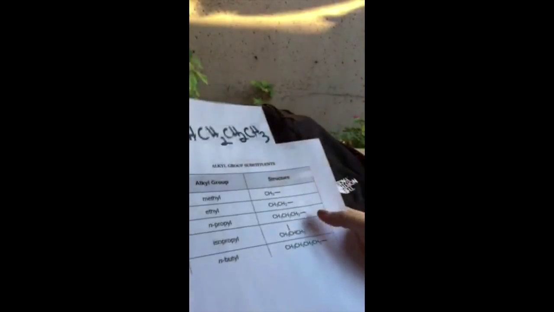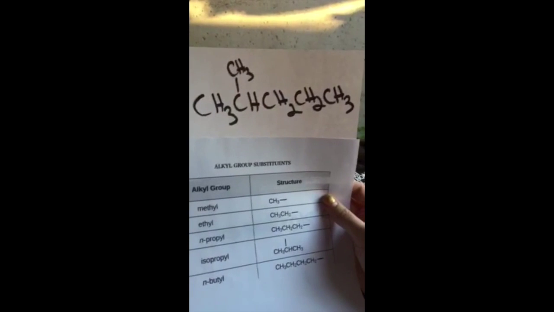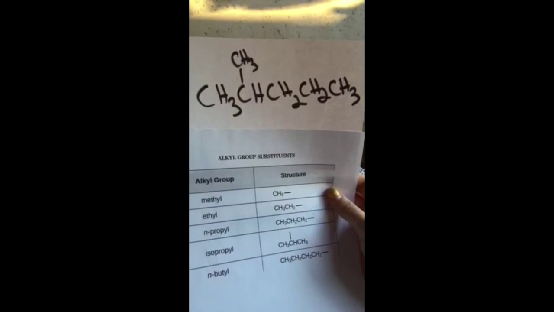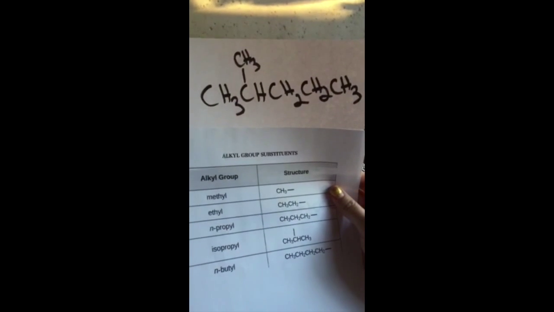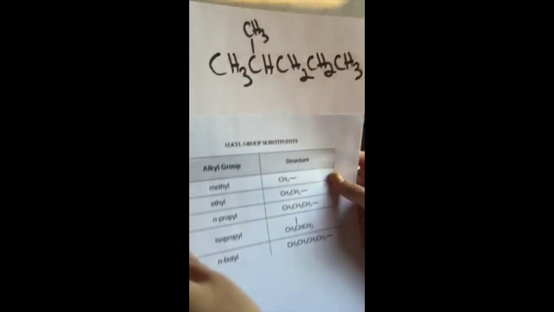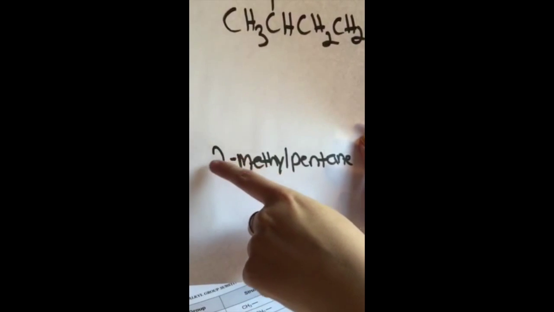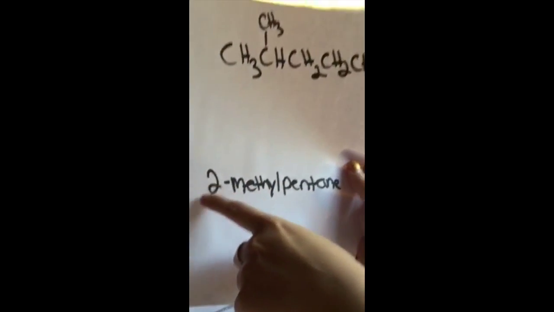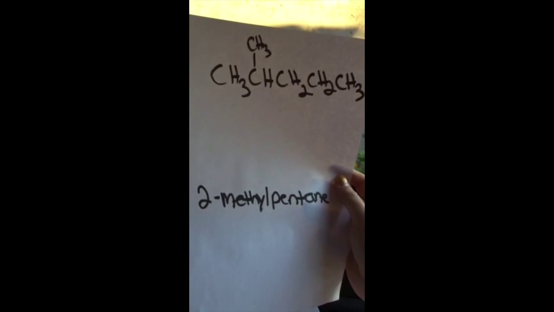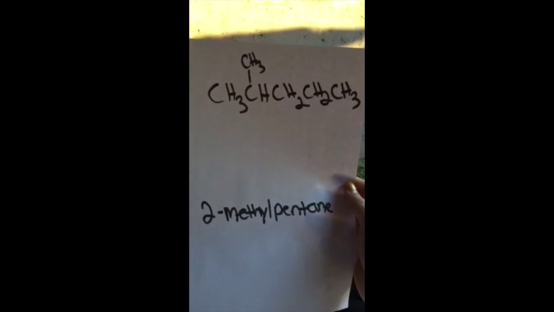The way that we name this is we have to put the position of the alkyl group, so you count where it's off of, which is going to be 1, 2, so it's coming off of carbon 2, and then it's named methyl. So you're going to write it like this. You do a 2, a dash, because from numbers to letters you put a dash. So 2-methyl, because that's the name of the alkyl group, and pentane.